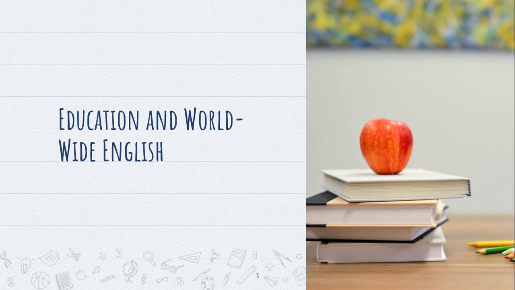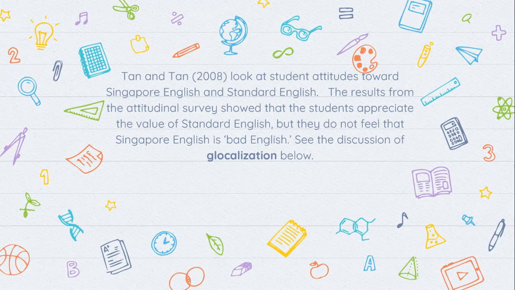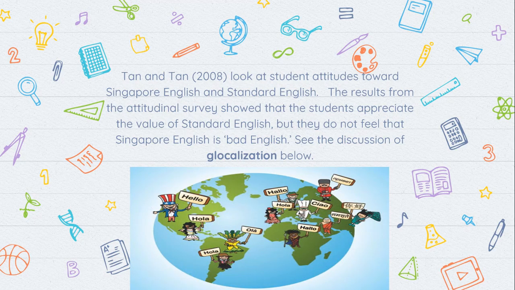education and worldwide English. In classrooms around the world, some of the same issues arise about whether minority languages should be used, and if so, how they should be incorporated into the instruction. Tan and Tan 2008 look at students' attitudes towards Singapore English and Standard English. The results from the attitudinal survey showed that the students appreciate the value of Standard English, but they do not feel that Singapore English is bad English. See the discussion of localization below. The authors interpret the result of their survey as an indication that the use of Singapore English in the classroom might be beneficial, at least to help children acquire literacy skills.